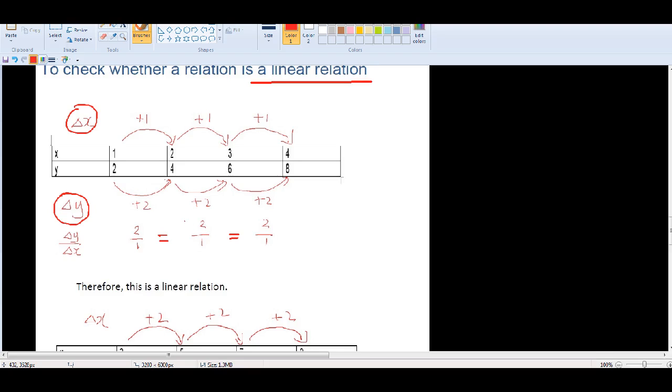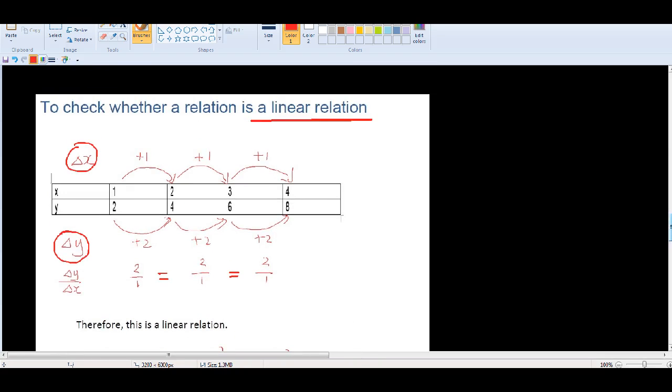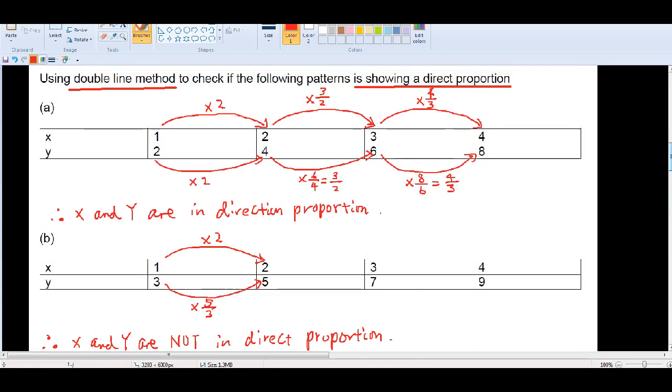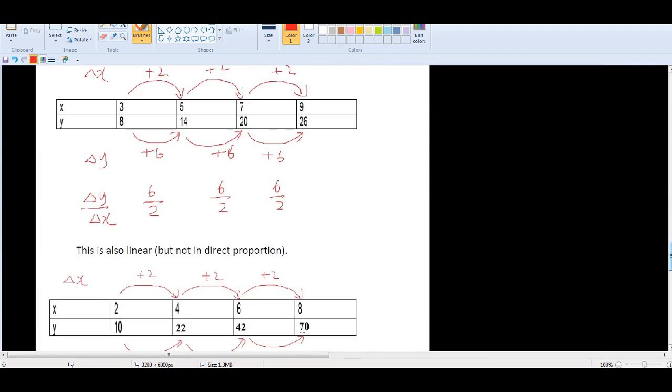Okay, if you have such a pattern, then this is a linear relation. It's not necessarily a direct proportion, but it's linear. Of course, if you want to check whether they are also a direct proportion, then you need to use the double line method we've shown you before. Alright, let's move on to another one.